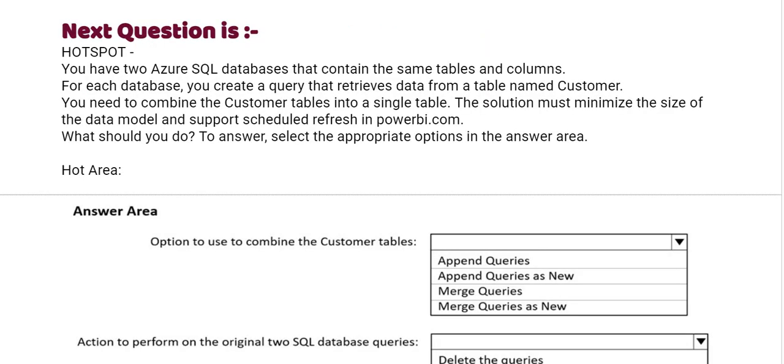Our question is, you have two Azure SQL databases that contain the same tables and columns. For each database, you create a query that retrieves data from the table named customer. You need to combine the customer tables into a single table. The solution must minimize the size of the data model and support scheduled refresh in powerbi.com. What should you do? To answer, select the appropriate options in the answer area.